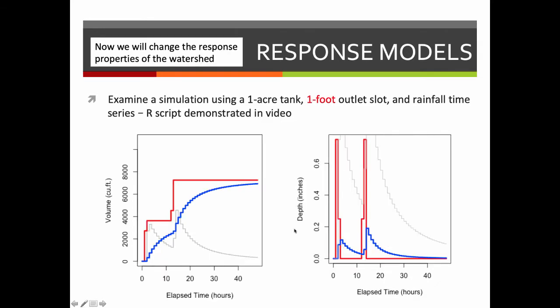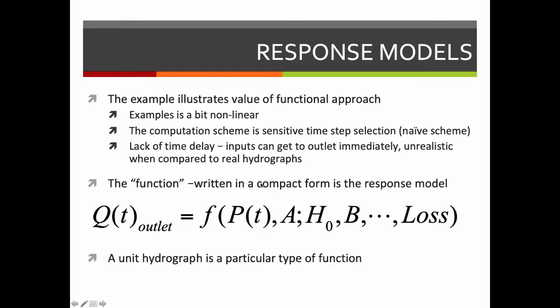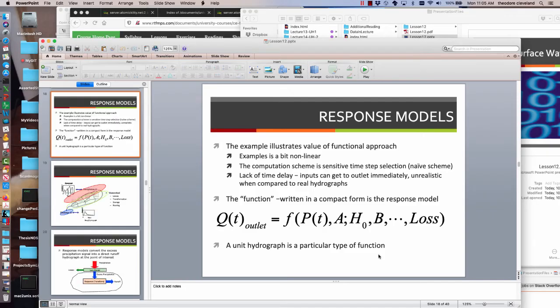And the last one will change to a different slot, and what we expect here in this case is that the decay is much slower. It takes longer for water to get out of our tank, and so we have these longer tails on the hydrograph, and in the cumulative space we see the effect of change there. And so our function, if you will, is Q is some function of precipitation, area, in our case initial depth, slot width, and any losses. And a unit hydrograph is simply a type of that function, a particular type of function. Let's go actually take a look at those.